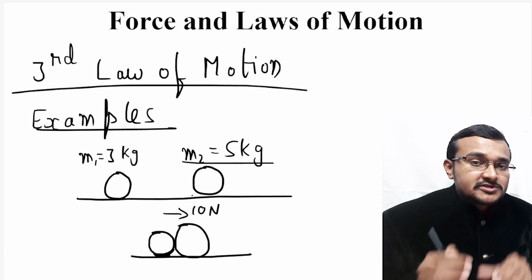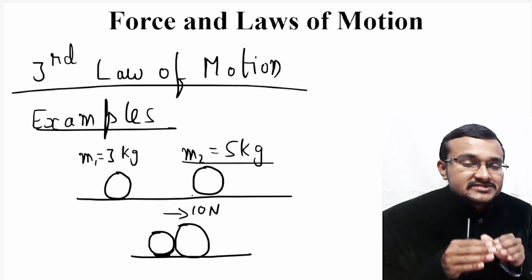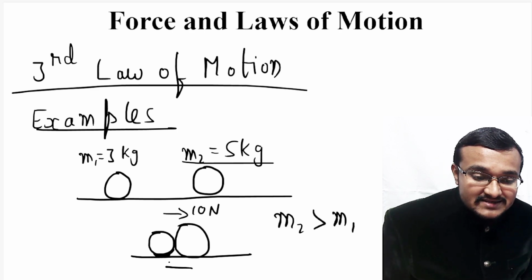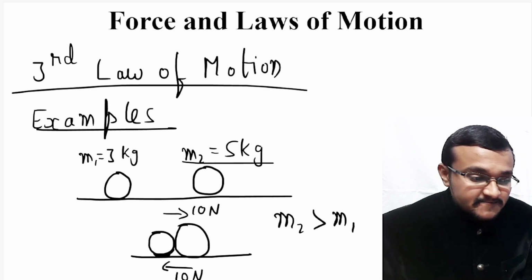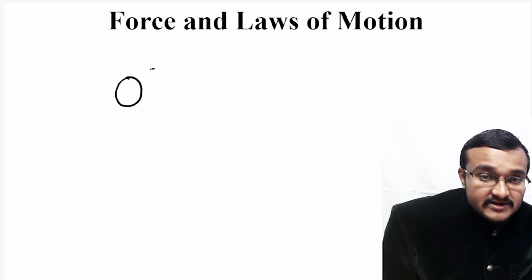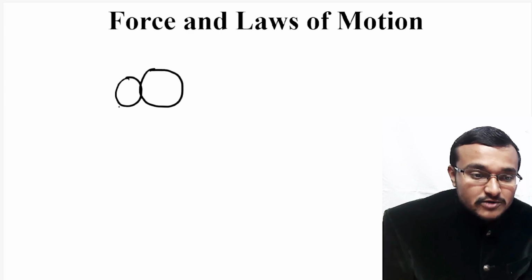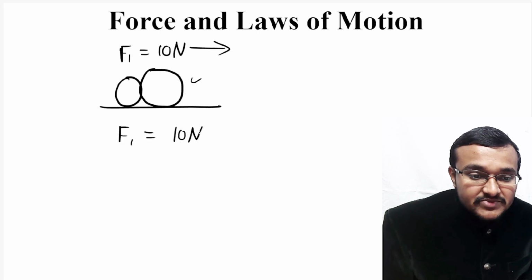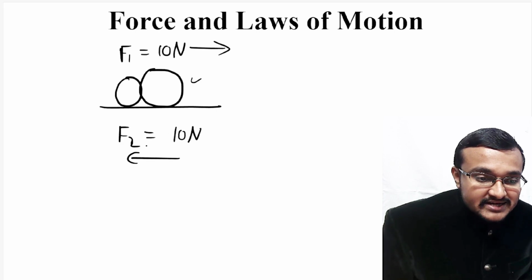Now, if the force applied by the first object on the second object is 10 Newton, then the second object will apply the same amount of force in the opposite direction, that is 10 Newton. So the first object is applying force F1, which is equal to 10 Newton in this particular direction, and the second object will apply the same amount of force, 10 Newton, in the opposite direction, that is F2.